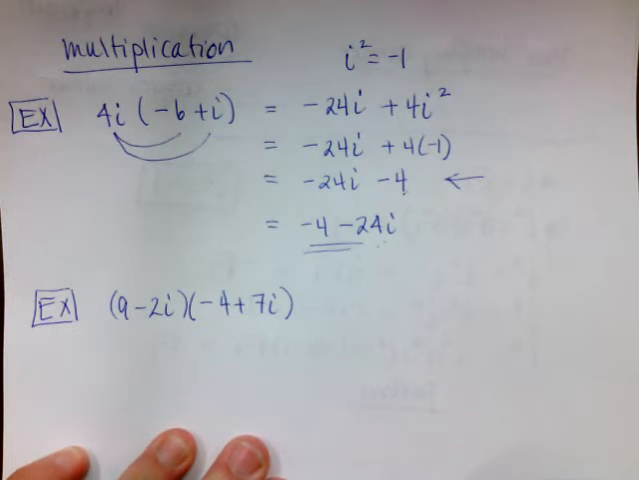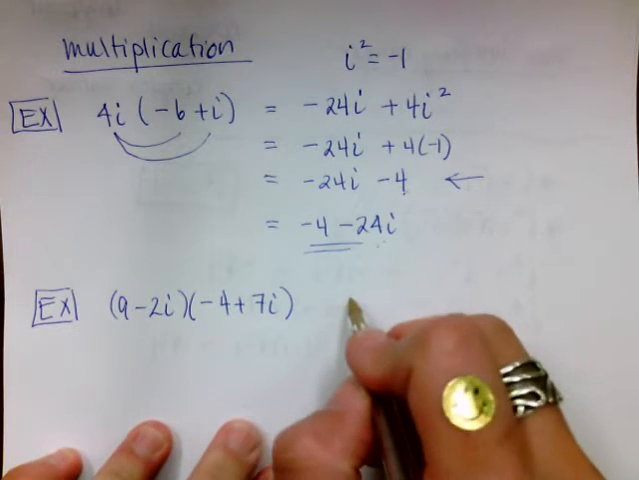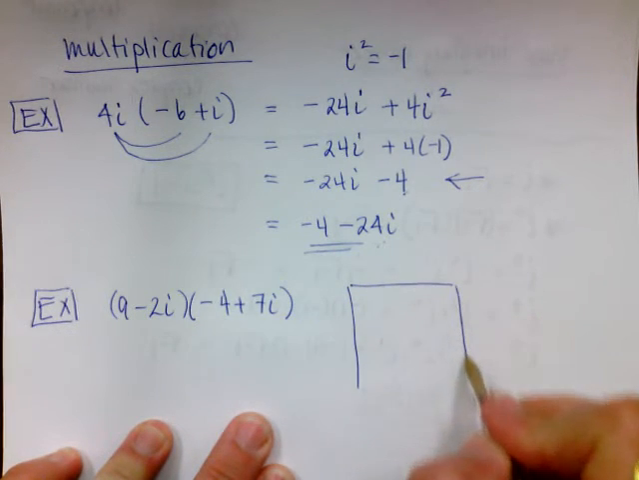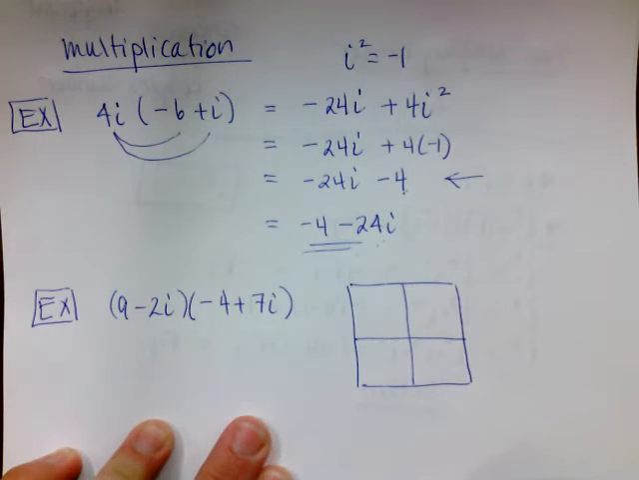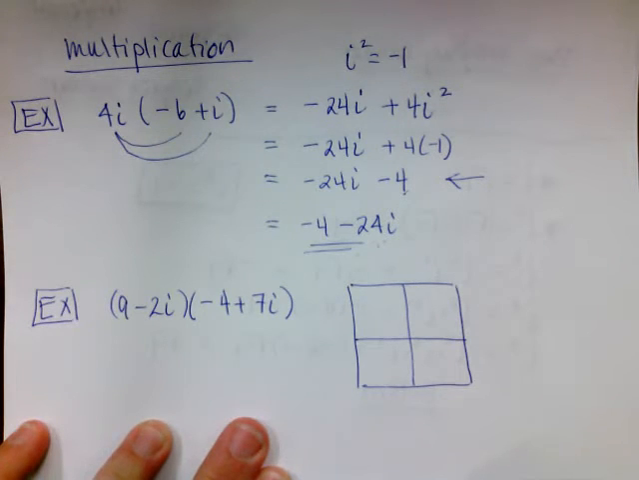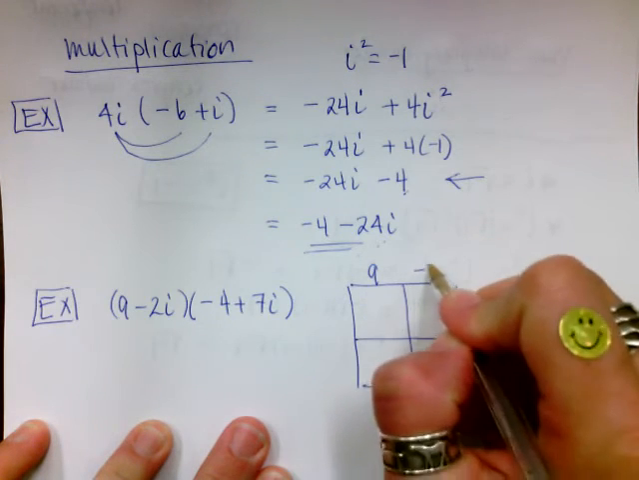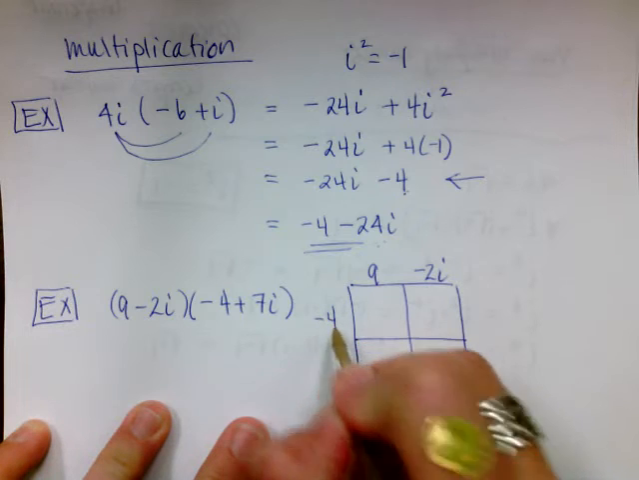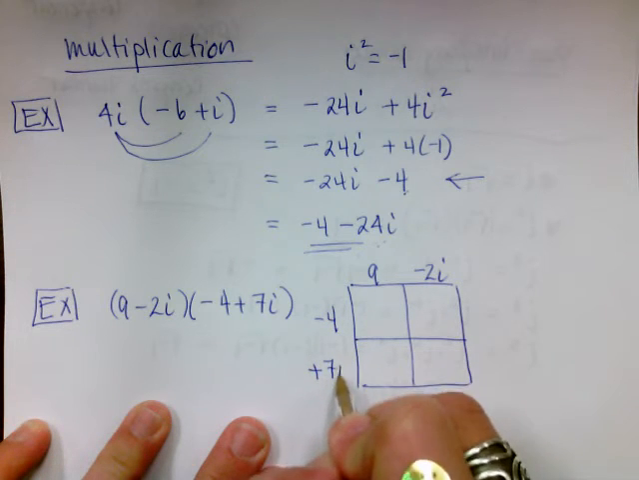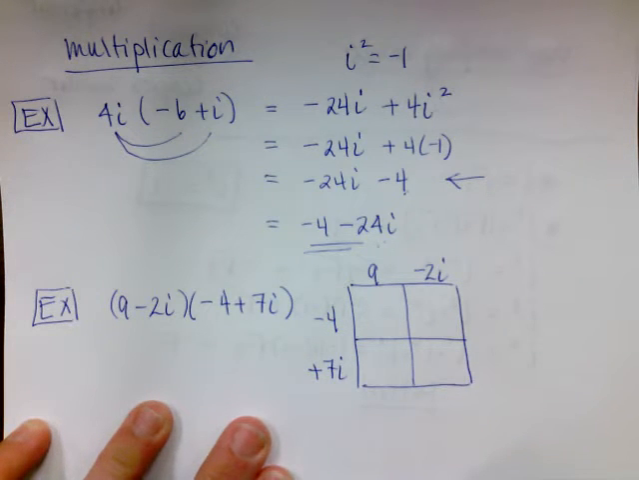Just like we did earlier in the chapter, I'm going to put this in a box because I think we lose fewer things and we manage our math better when we put it in a box. So I'm going to put the 9 minus 2i on top. Doesn't matter where I put it, and I'm doing a negative 4 and my plus 7i on this side. Now I'm going to fill in my cells.